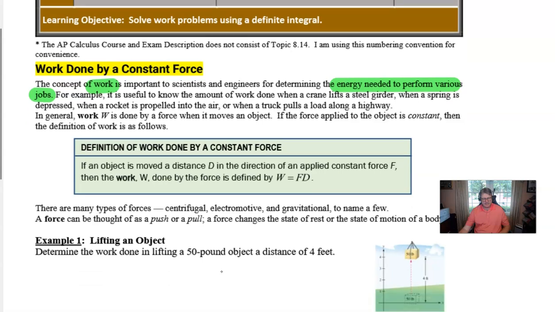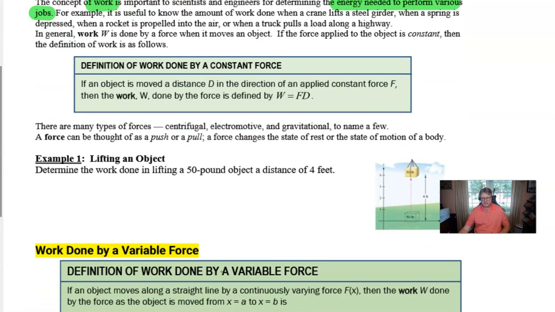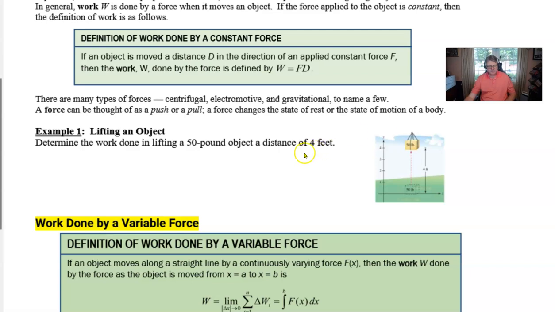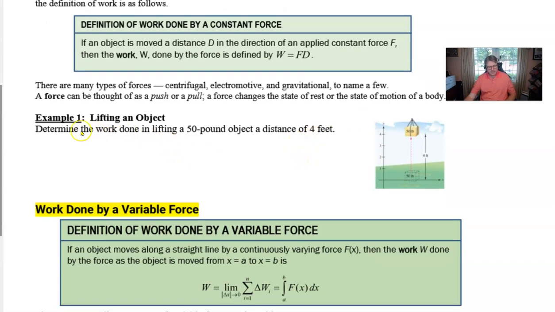For a very easy version of that, we can look at our first example right here. It mentions that we want to figure out how much work is done in lifting a 50-pound object an entire distance of 4 feet. If we follow our typical work equals force times distance, the force required to lift a 50-pound object is going to be the same as the weight of that object. So the force is 50 pounds. I'm going to go ahead and put the units in here.